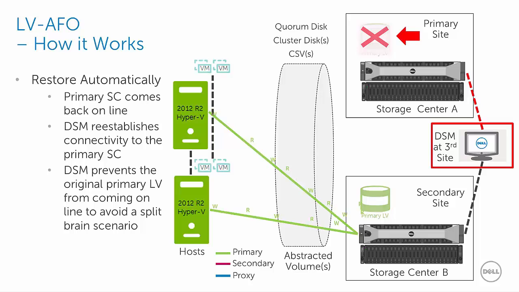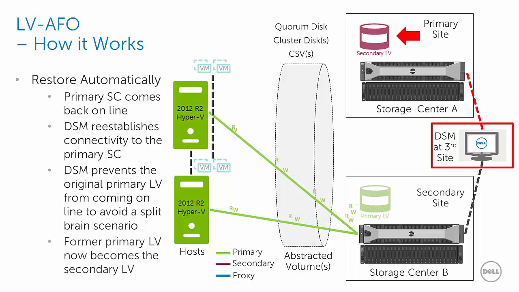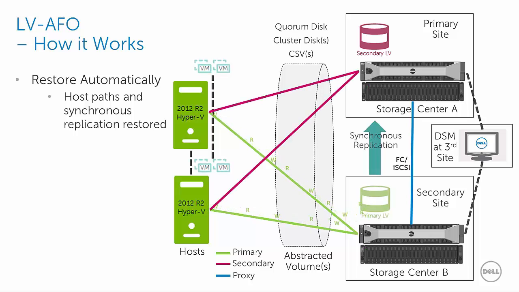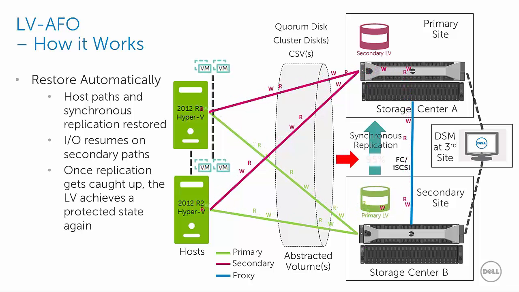To prevent split brain, the DSM brings the live volume online, but as the secondary live volume. Replication between the storage centers is again reestablished, as are the host server data paths, which the host servers can begin using again for servicing I/O in a round-robin fashion. Once the replication has caught up and achieves a 100% status, the live volume achieves what is called protected state, meaning that if a failure now occurs at the secondary site, automatic failover would occur back to the primary site. And while the replication catches up, the workload continues to use the primary live volume.